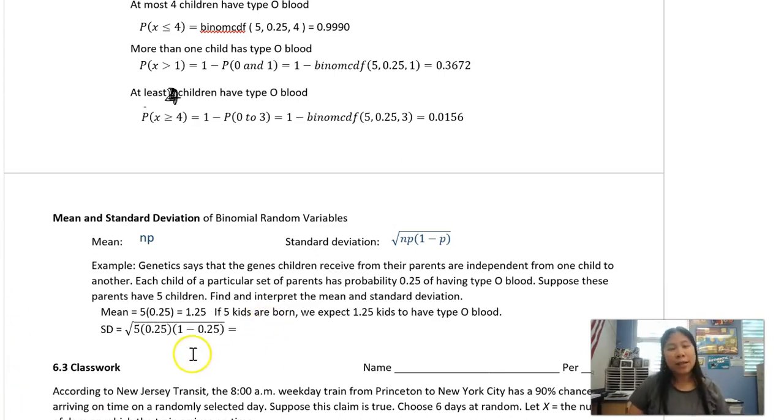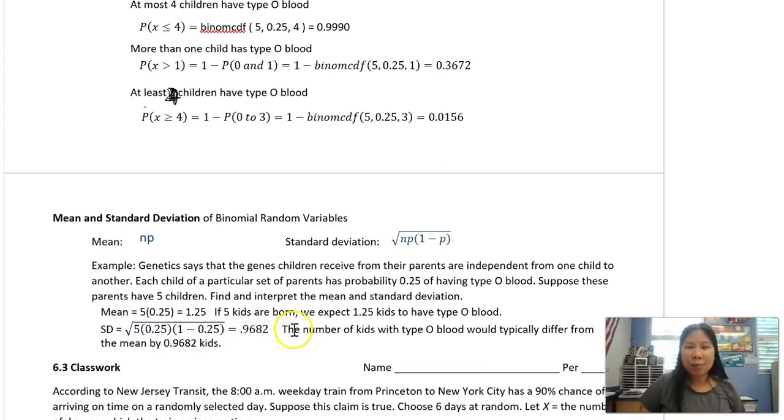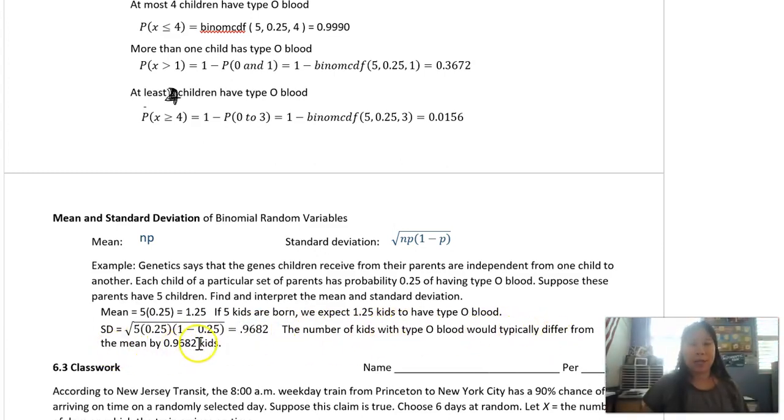If we're calculating the standard deviation, then following our formula, we have the square root of 5 times 0.25 times 1 minus 0.25. When you do that in your calculator, you end up with 0.9682. What this means is that the number of kids with type O blood would typically differ from the mean by 0.9682 kids. So usually with standard deviation, we talk about something typically differing from the mean, and so that's what this is as well.